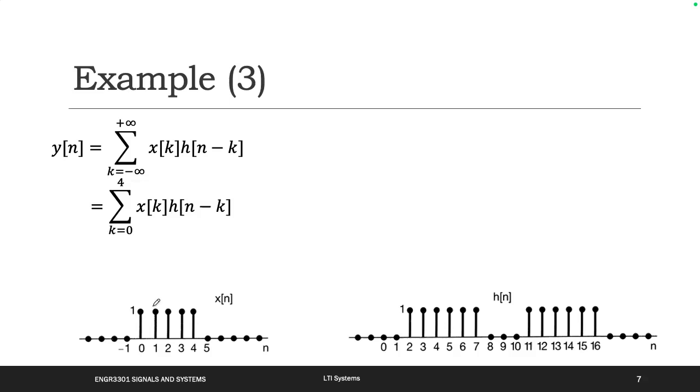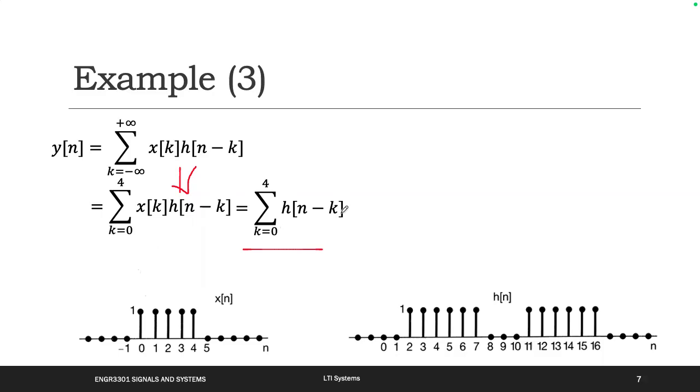Any questions so far? Because you can see our xn only has value from 0 to 4. For other n values, it's just 0. That makes sense to you? So we can just write the equation from this to here. Any question? Okay, and then when k equals 0 to 4, x[k] equals what? 1, am I right? So you can remove x[k], and you have this equation.